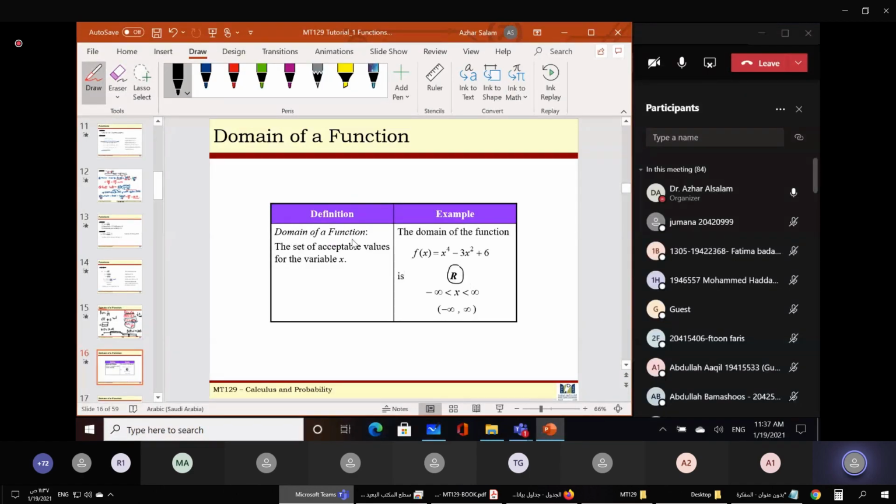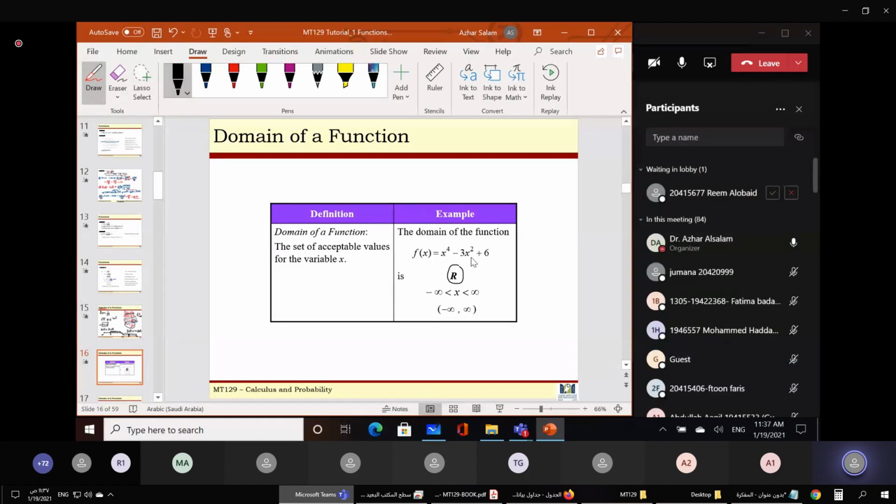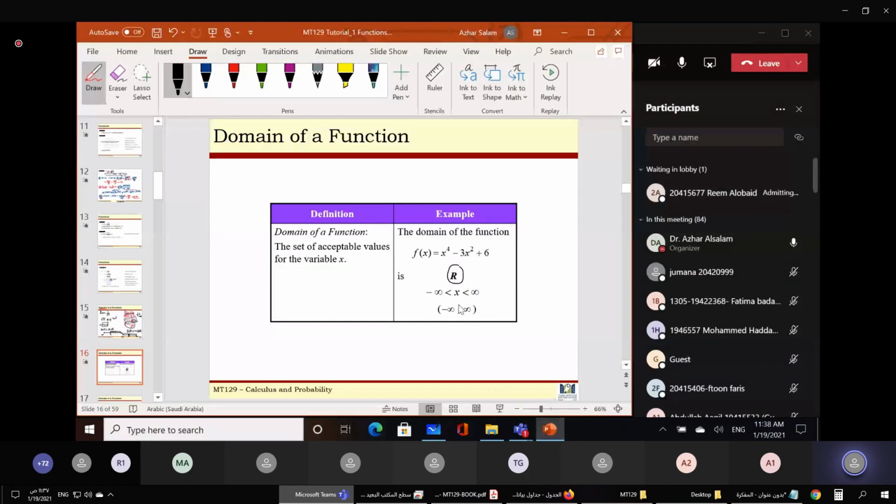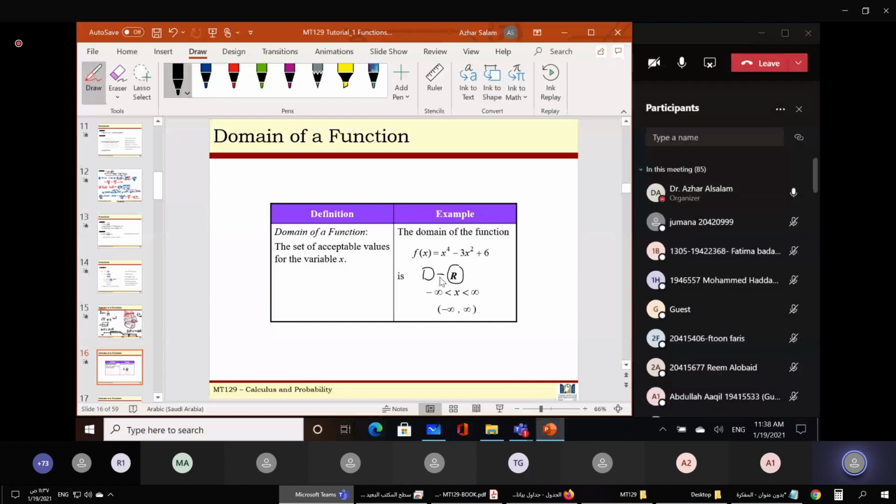The definition of the domain of a function is the set of acceptable values for the variable x. جميع القيم المقبولة أو الممكن التعويض بها في المتغير x. أوكي؟ هنا أقدر إني أعوض بأي قيمة للمتغير x، ما راح يكون عندي أي قيمة لعدم التعريف. عشان كذا أقدر أقول إن الدومين للf يساوي الR. Domain equals R. أقدر أكتبه كinterval. I can write it as an interval from minus infinity to infinity, or x between minus infinity and infinity. Okay?